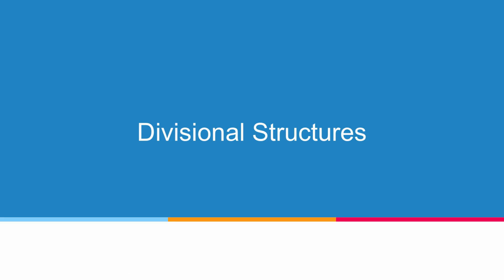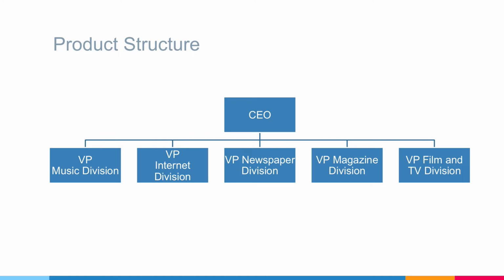Next, we'll look at 3 different divisional structures. These structures group employees together in divisions such as customer, product, or geography. Each division becomes a separate business unit. In a product structure, each product line or business is handled by a self-contained division. Here we see the organizational chart for a media company that groups its activities into divisions based on the products it sells: music, internet, magazines, films, and so on.